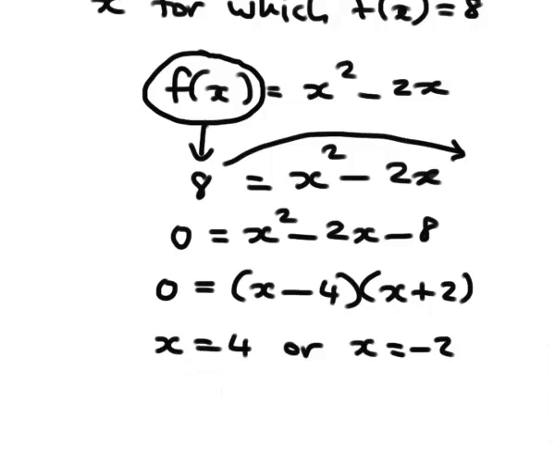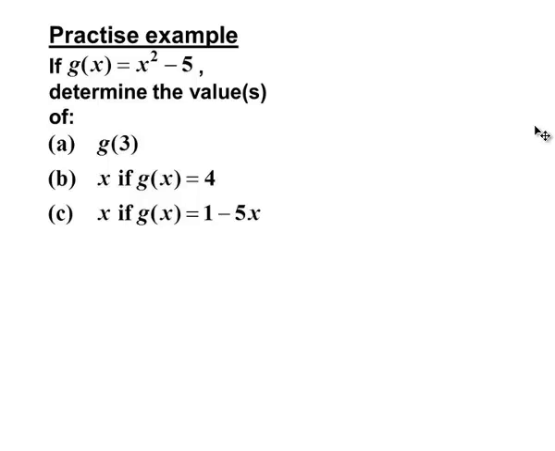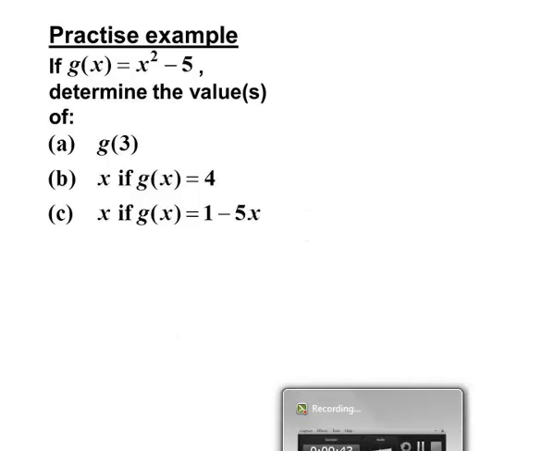Okay, well, let's look at a practice example quickly, and let's see how you do. Okay, let's look at the practice example. It says, if g(x) is equal to x squared minus 5, determine the values of g(3), x if g(x) is 4, and x if g(x) is equal to 1 minus 5x. Have a bash at that. Let's see how we do.